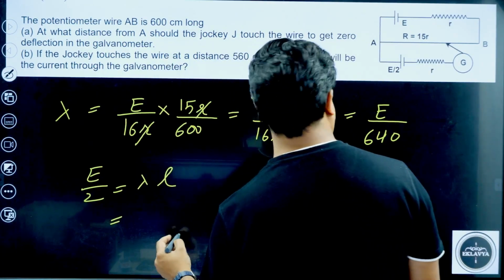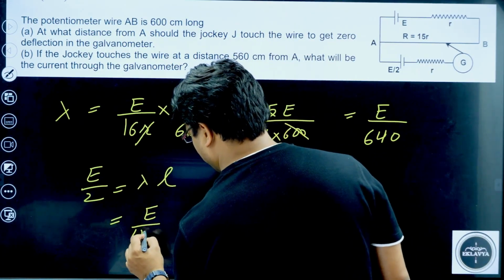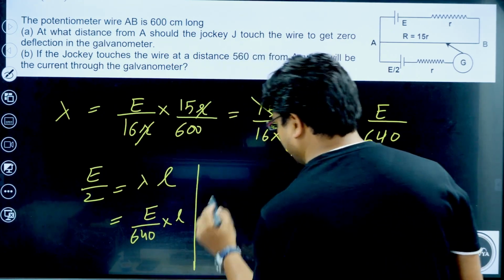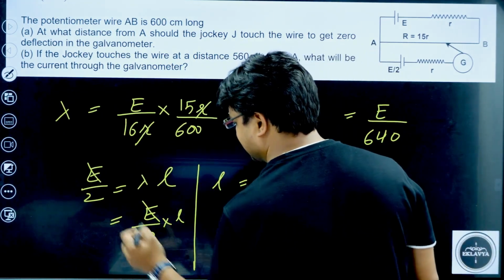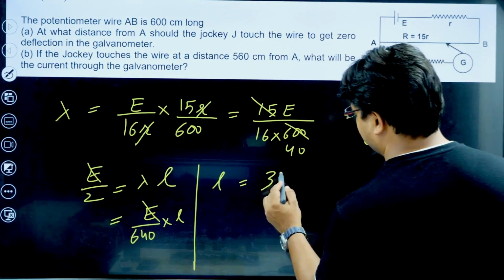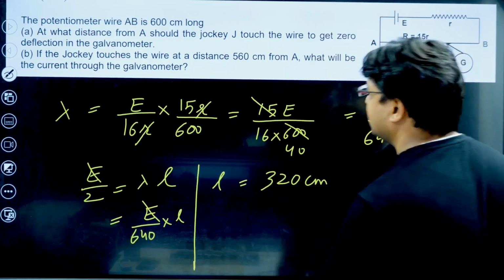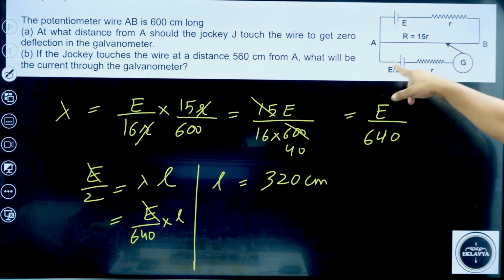So lambda is E by 640 into L. So from here we get L as how much? This E gets cancelled. I guess we get 320 centimeters. So this is the distance of the null point from the end A.